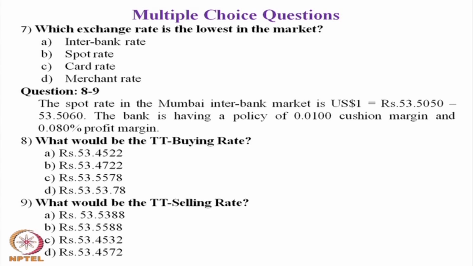The choices are for you: A. 53.5388, B. 53.5588, C. 53.4532, D. 53.4572. Mark the answer, keep it with you.